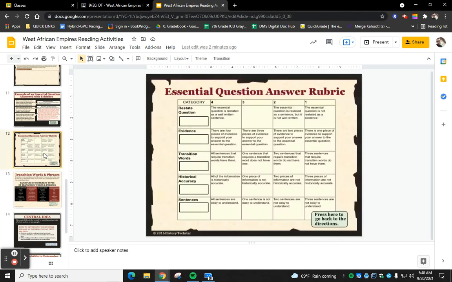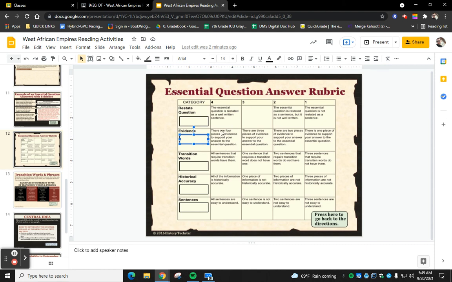Okay? Now, the rubric. Yes, I am grading this. So, you do not fill this in. You do not fill this in. You do not fill these in. That is for me. Okay? If you restate the question properly and it's well written, you get a 4. If you restated it as a sentence, but you didn't write it that well, it's a 2. If you didn't do it at all, it's a 1.